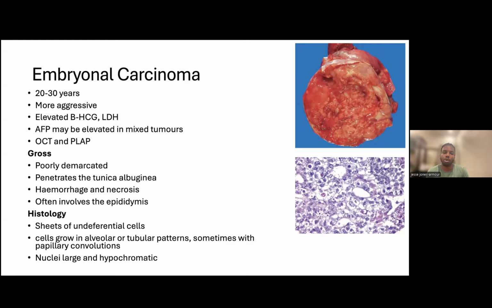Grossly, it is a lot more poorly demarcated, as you can see by the top image. It penetrates the tunica albuginea, and hemorrhage and necrosis are common. It often involves the epididymis as well. On histology, you have sheets of undifferentiated cells. The cells usually grow in alveolar tubular patterns, sometimes with papillary convolutions, and you have large hypochromic nuclei with halos.